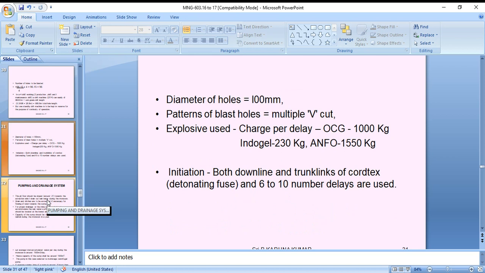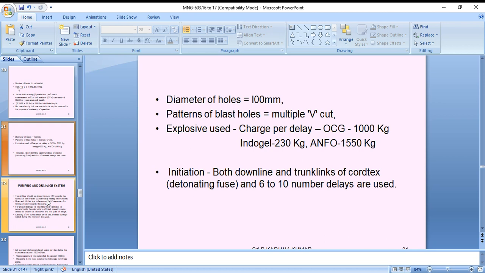So the diameter of the hole is 100 mm. The pattern of blast holes is multi-row. Explosive used is charged with delay. Initiation is by both the downline and trunk line and cortex, and 6 to 10 delays are used.